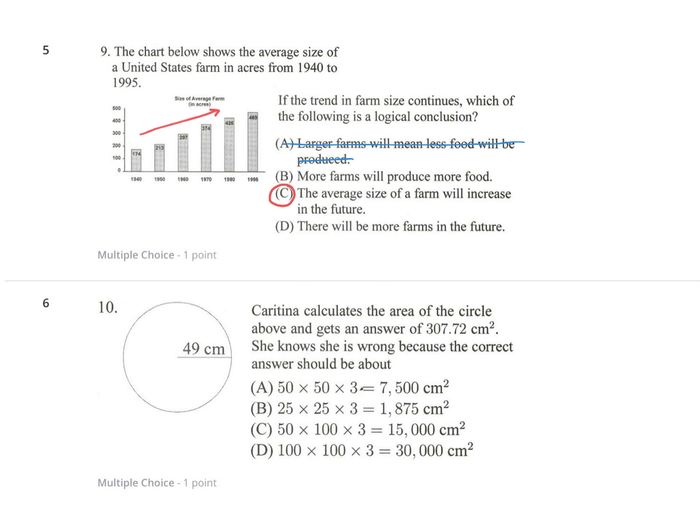And D said there will be more farms in the future. Well, I don't know how many farms there are. I just know the average size. So I can't make any conclusions about how many farms there are. And although B feels logical from the graph, I don't know anything about the production of food. So I'm going to eliminate that and go with C.